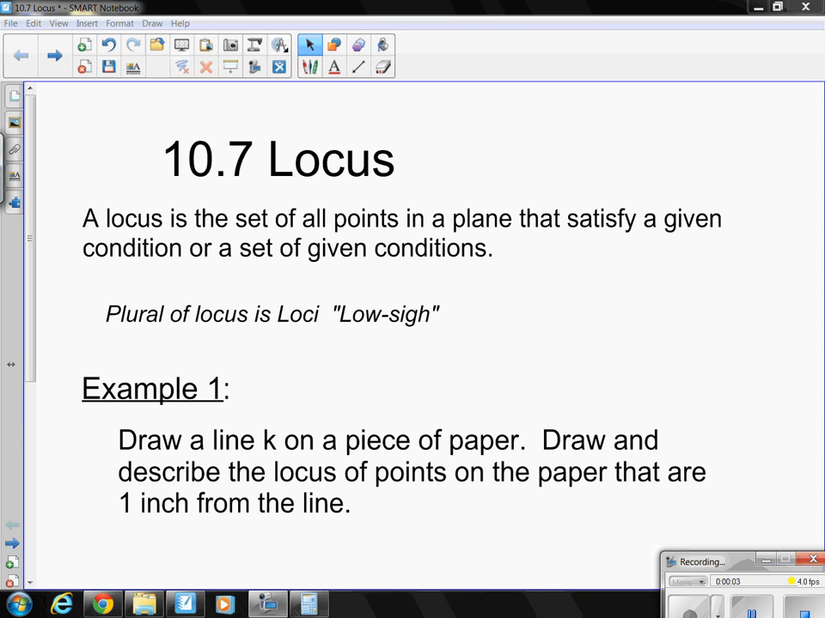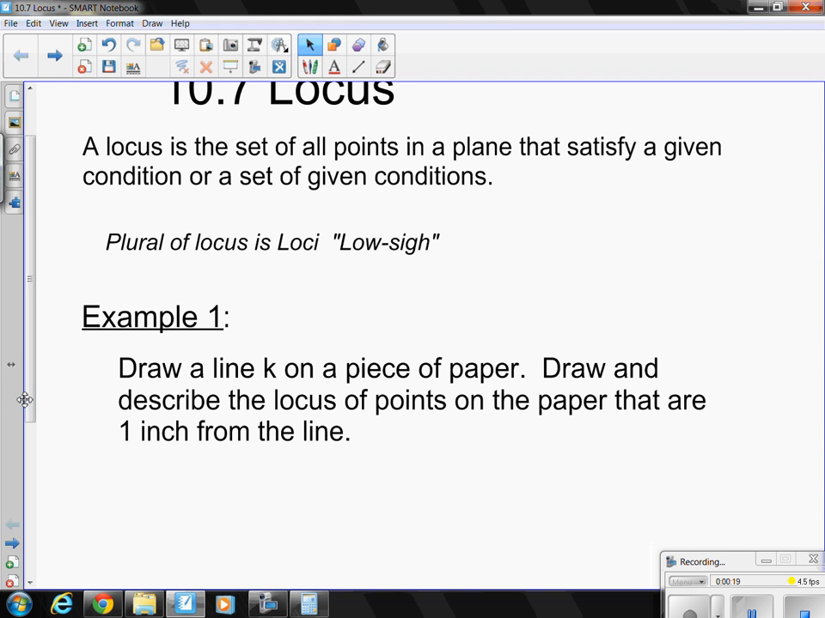Locus. A locus is the set of all points in a plane that satisfy a given condition or a set of given conditions. So it could be more than one condition. If you ever talk about the plural of locus, it's called loci. Said like that. Kind of like hippopotamus, hippopotami. Same kind of plural. Radius, radii.